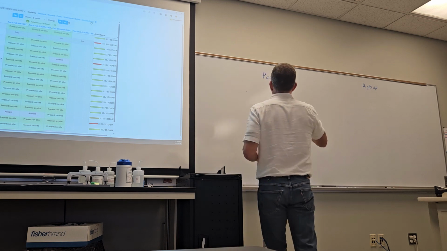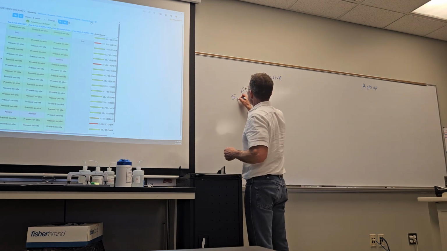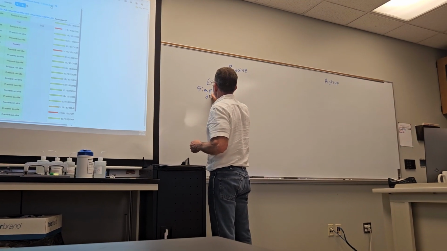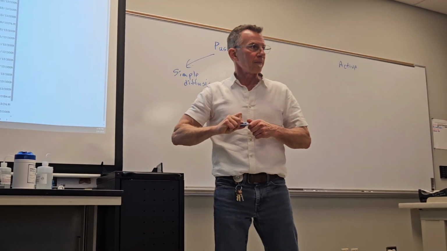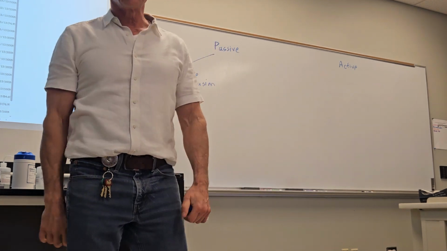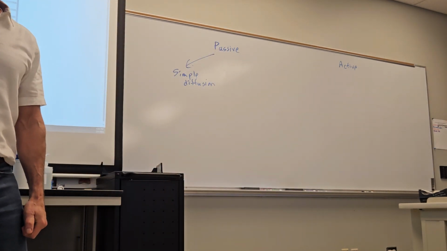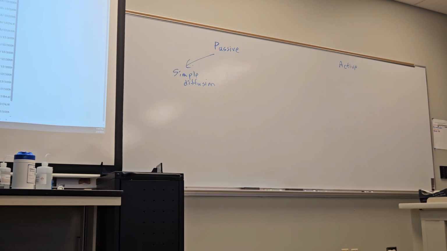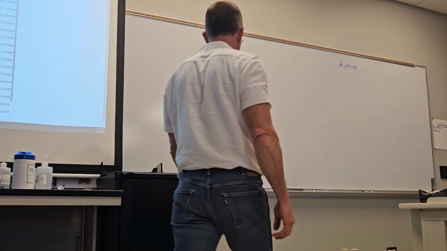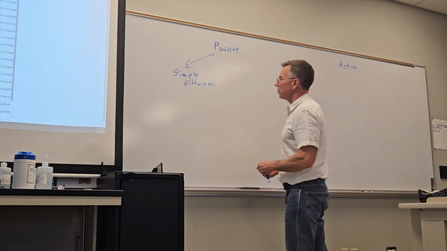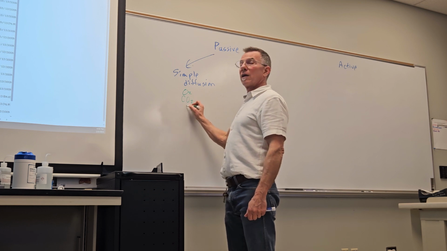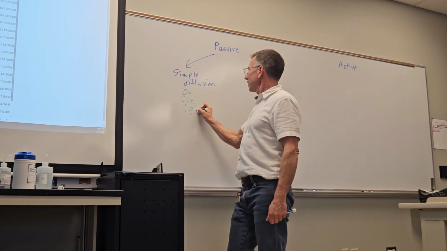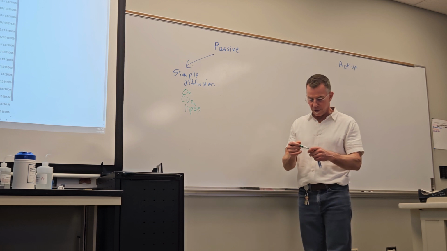The first type is called simple diffusion. What happens during simple diffusion? Molecules go straight through the phospholipid membrane because they have what kind of bonds holding them together? Non-polar covalent bonds. So our examples of things which go through simple diffusion are oxygen, carbon dioxide, and lipids, such as steroid hormones.